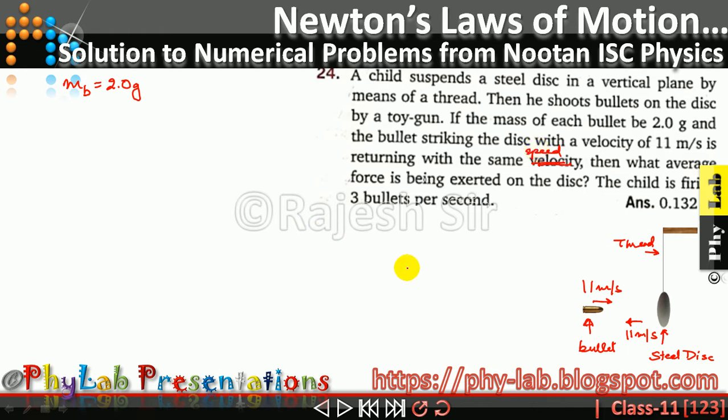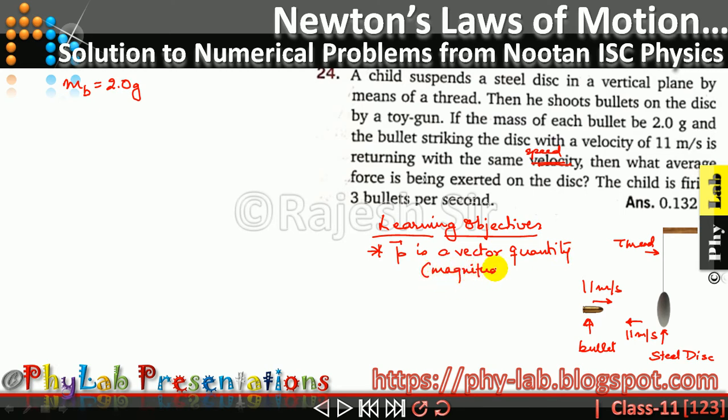So students, once again, what is the learning objective? The learning objective of all these numerical problems that I have been discussing with you is basically making you understand that momentum is a vector quantity. So don't forget that. Always use the sense of direction apart from magnitude. So it has both magnitude plus direction. Momentum is also a vector quantity, has got magnitude, requires magnitude as well as sense of direction.